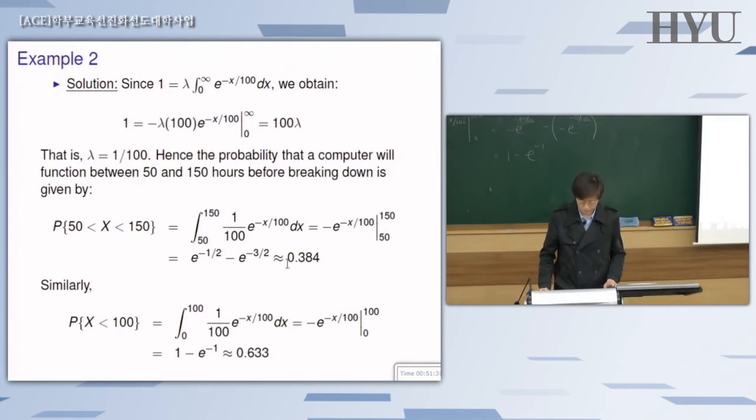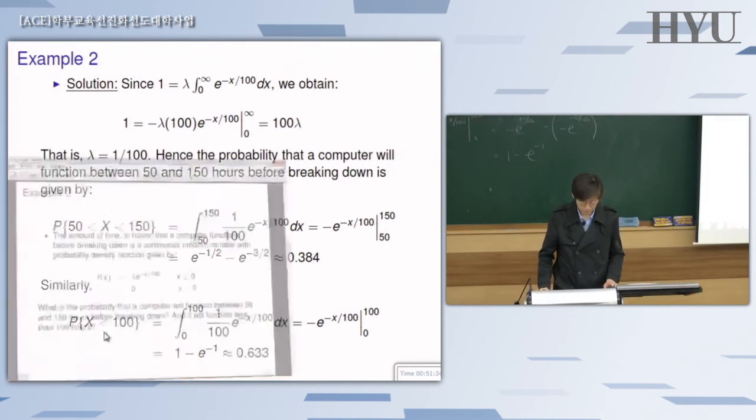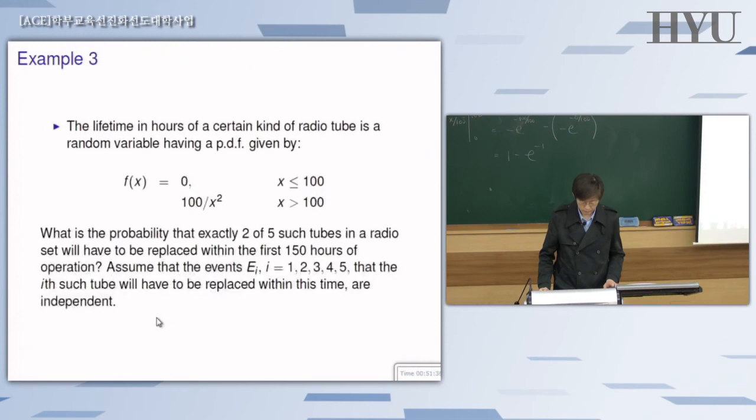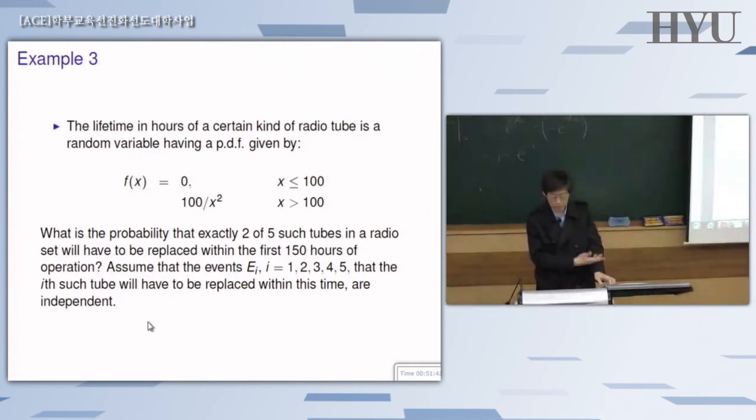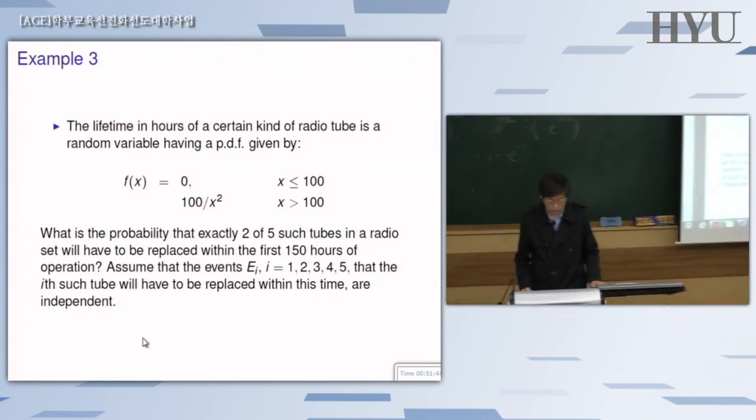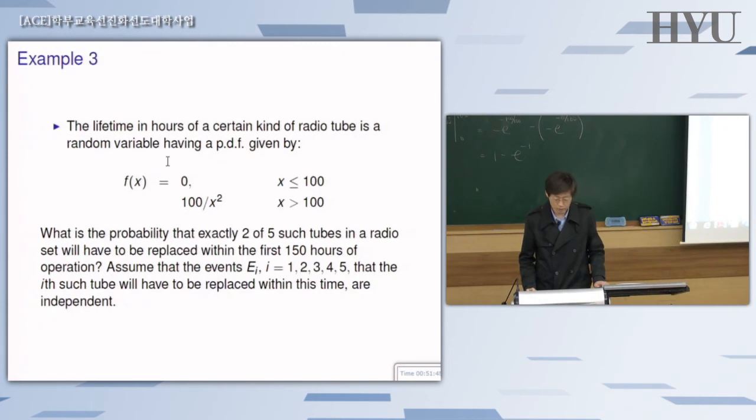Third example. This one's interesting. Keep talking about either computer or radio tube. So there's a lifetime in hours of a certain kind of radio tube, some kind of part in radio. It's a random variable, but this is continuous, not discrete. So we have to define some probability density function, not mass function. And PDF takes this form.